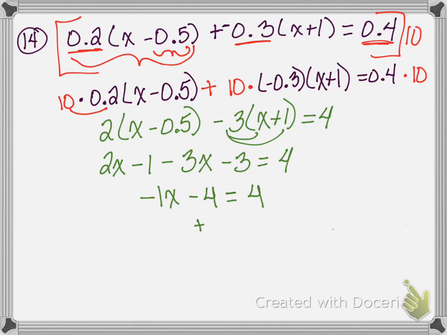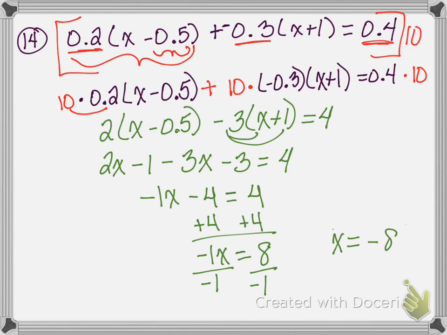I add 4 to both sides, and I have negative 1x equals 8. So I divide both sides by negative 1, and my answer is x equals negative 8. That's my final answer. Okay? X equals negative 8.